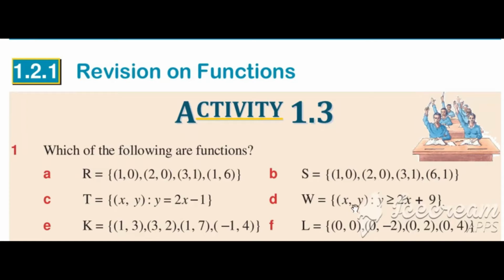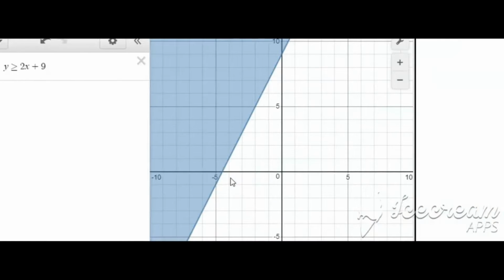When we see W: (x,y) such that y is greater than or equal to 2x plus 9, this is an inequality, therefore an inequality cannot be a function. When we see the graph of this inequality, it looks like this. The graph of y greater than or equal to 2x plus 9 is a region, this shaded region, therefore it cannot be a function.